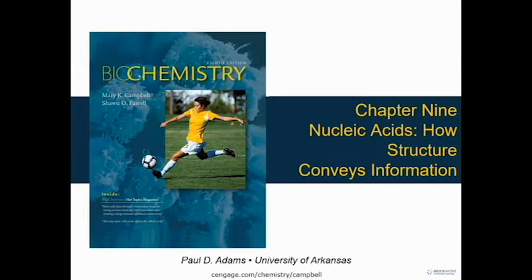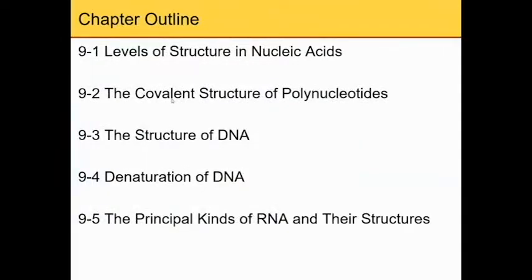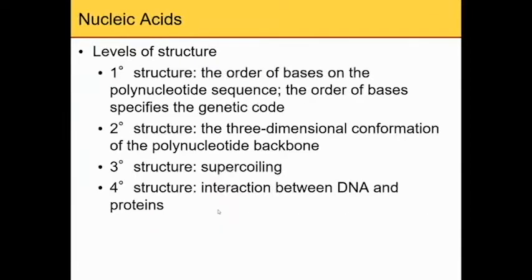In this chapter, we will have several topics to discuss, including the levels of structure in nucleic acid, the covalent structure of polynucleotide, the structure of DNA, denaturation of DNA, and also the structure of RNA. And remember in chapter 4, we identified 4 levels of structure for the protein, including the primary structure, secondary structure, tertiary structure, and the quaternary structure. And nucleic acid can be viewed in the same way.